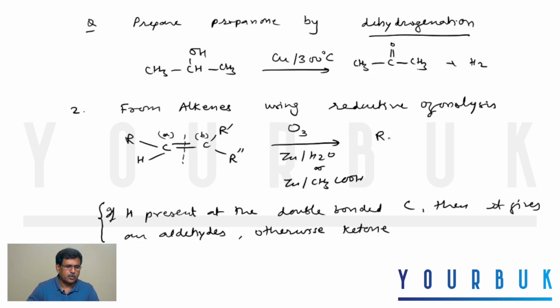So in this case, the two products are, one an aldehyde, as carbon A gets oxidized to an aldehyde, while carbon B gets oxidized to a ketone. So it may give you a mixture of aldehyde and ketone, the same aldehyde, the same ketone, different aldehydes, or different ketones. It doesn't matter. Look at the parent alkene.